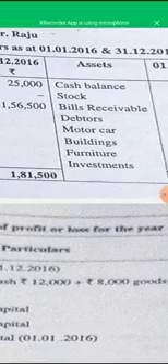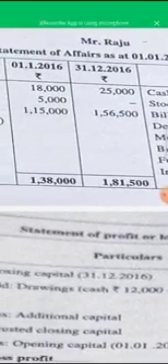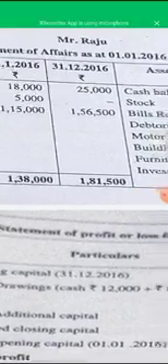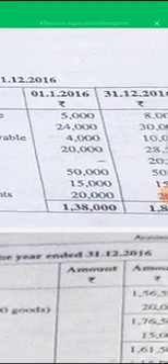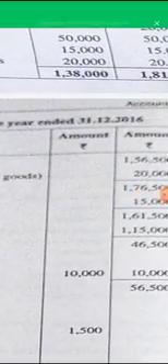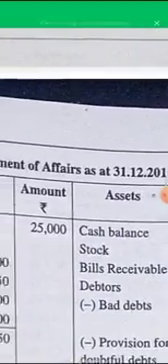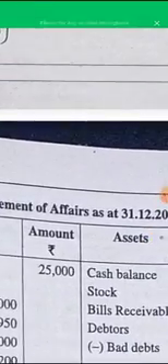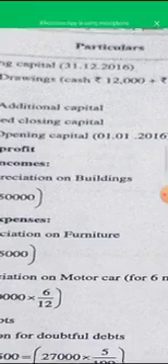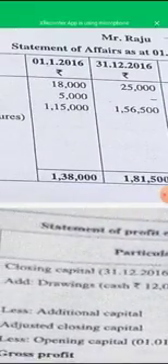Write liabilities. Next column 1/1/2016 and 31/12/2016. Come to the next asset side. Write 1/1/2016 and 31/12/2016. After that you write statement of profit or loss for the year ended 31/12/2016. Leave 15 lines. Write revised statement of affairs as on 31/12/2016. Get the page folded. Write liabilities, amount, assets, amount. Next.